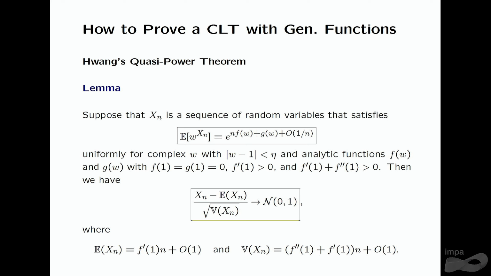And there is a very simple but powerful theorem called the quasi-power theorem: if the probability generating function behaves almost like a power in n, then you get a central limit theorem. The proof is very simple in the simplest form. If you want to get more moments and so on, or local results, it's more difficult. But from this easy property that the probability generating function behaves almost like a power, you get a central limit theorem directly.